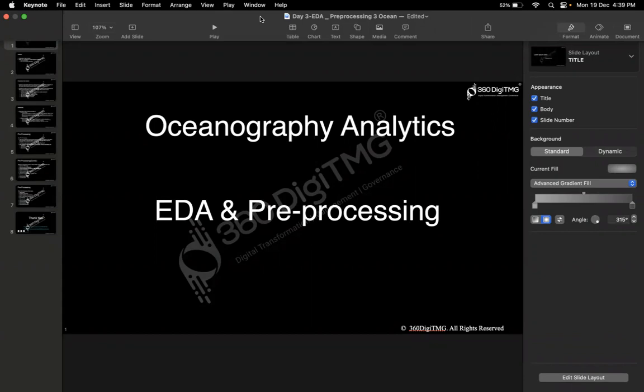Then we also have quality assurance in the use case. How we can use ML and AI in this.